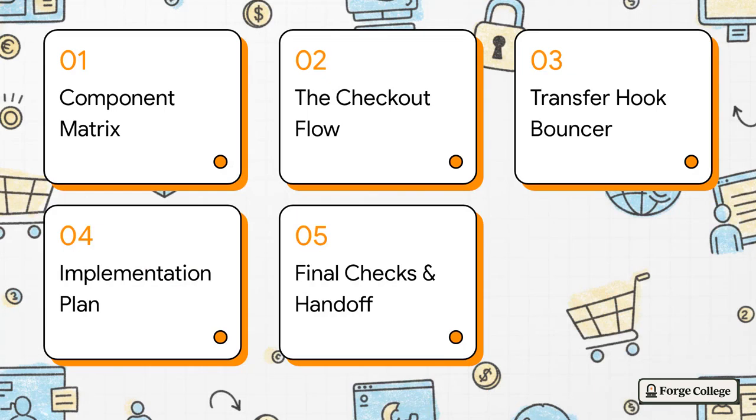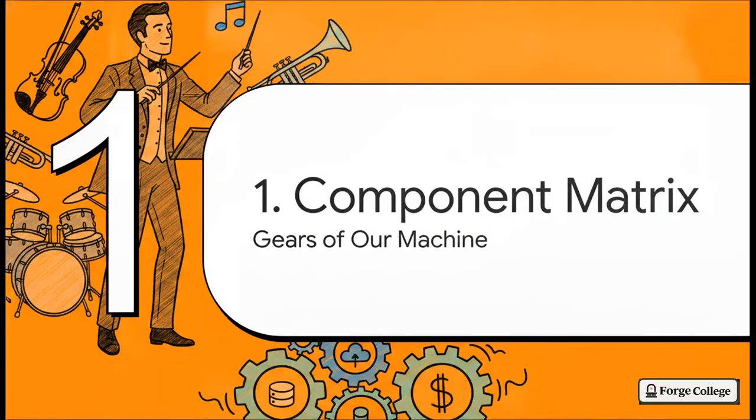Today, we're unrolling the master schematics to build our very own Web3 factory. Our agenda covers the component matrix, the checkout flow, the transfer hook bouncer, your implementation game plan, and finally, final checks and handoff. Section 1. The component matrix, meeting the gears of our machine.